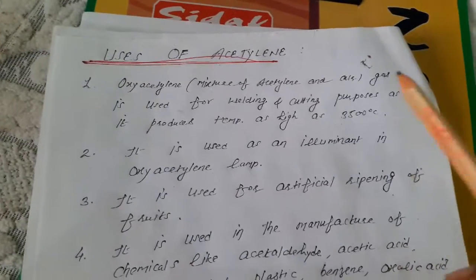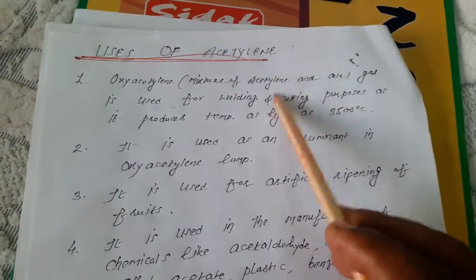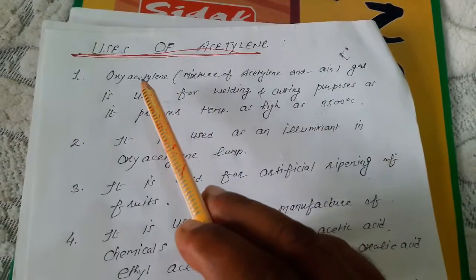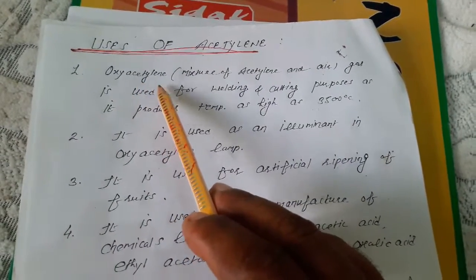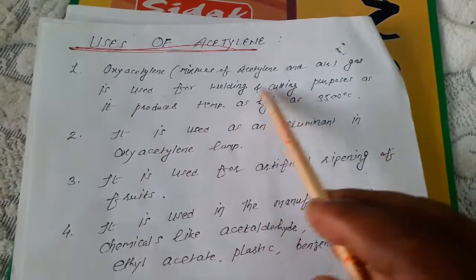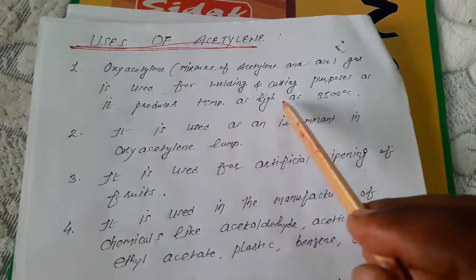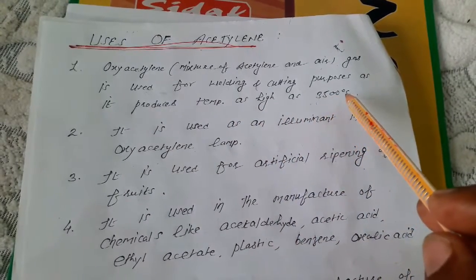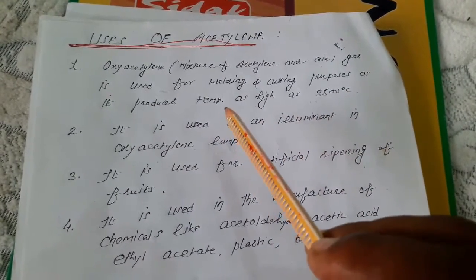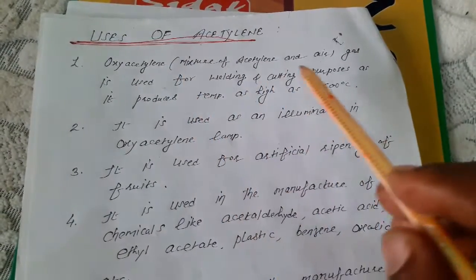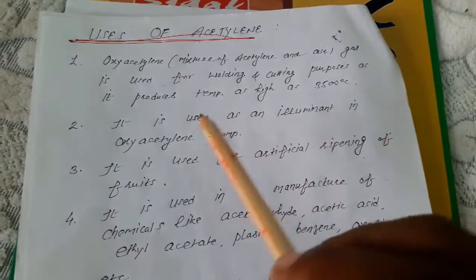After this, in the second last, we are taking the uses of acetylene. Acetylene plus air is a highly flammable mixture, that is, we say oxyacetylene gas, and it is used for welding and cutting purposes, as it produces a temperature as high as 3500 degrees Celsius. Much higher temperature is produced. That's why oxyacetylene gas is used for welding and cutting purposes.